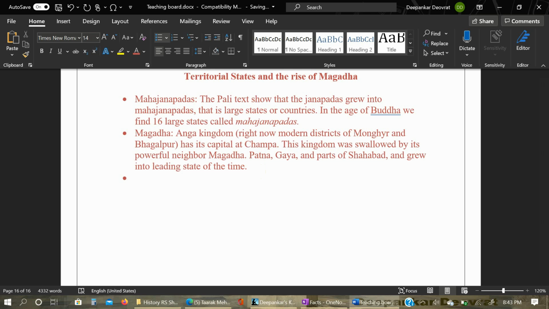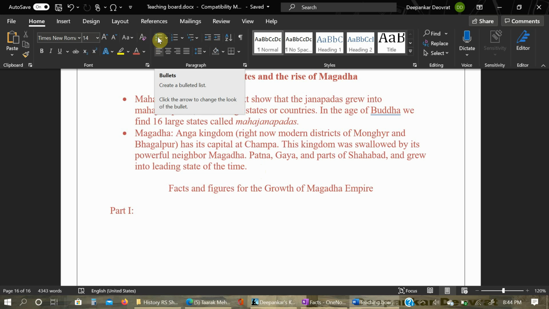So what are the facts and figures of the rise and growth of the Magad Empire? We will see it part by part. That is part 1. Magad came into prominence under the leadership of Bimbisara of the Haryanka dynasty, a contemporary of Buddha. He began the policy of conquest and aggression, which ended with the Kalinga War of Ashoka.